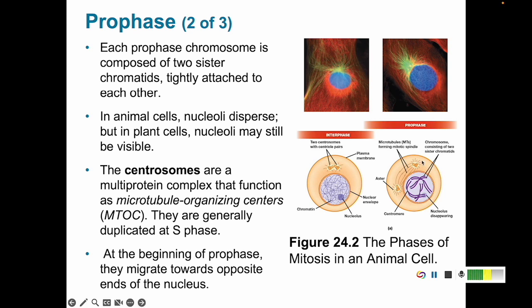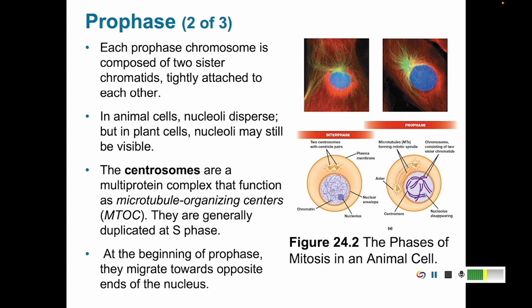Your centrosomes are starting to function. They're typically duplicated at the S phase, and during prophase is when they're starting to move to opposite ends. So here you can see, here are the centrosomes with the centrioles in them, and they're moving to opposite ends of the cell. Those 2 ends of the cell are going to be where your 2 cells are going to reform. Your centrosomes are forming a microtubule organizing center.